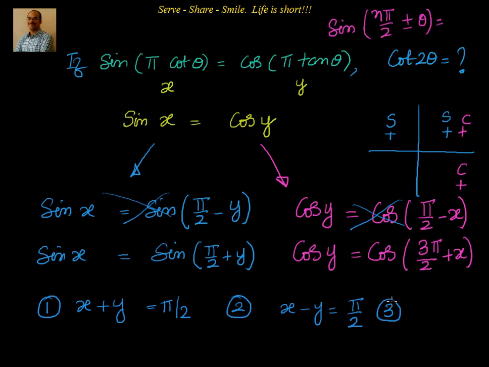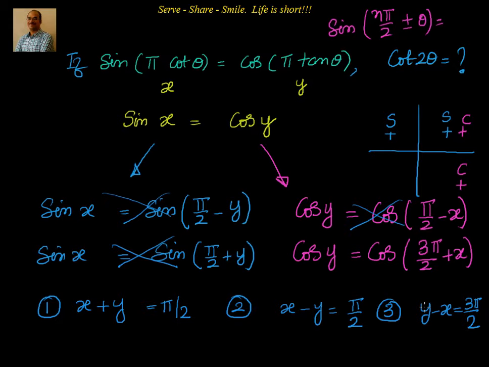Then we have the third condition. The second condition is taken care of. We'll go to the third condition. We have y − x is equal to 3π/2. So these are the three conditions in which we will substitute x = π cot θ and y = π tan θ. We'll try to find out what values cot 2θ can take.